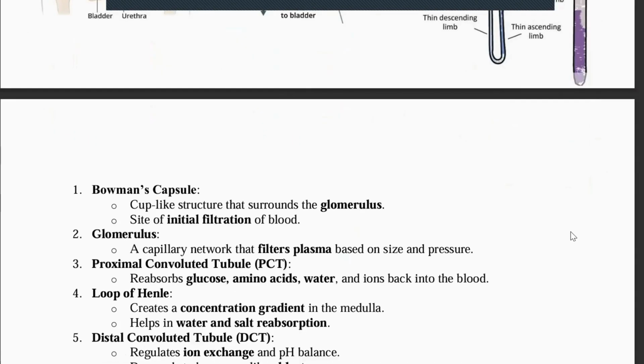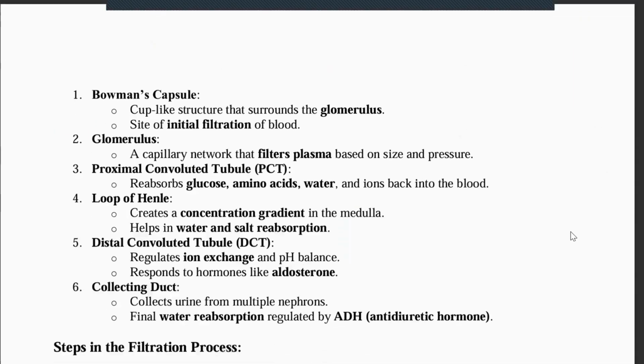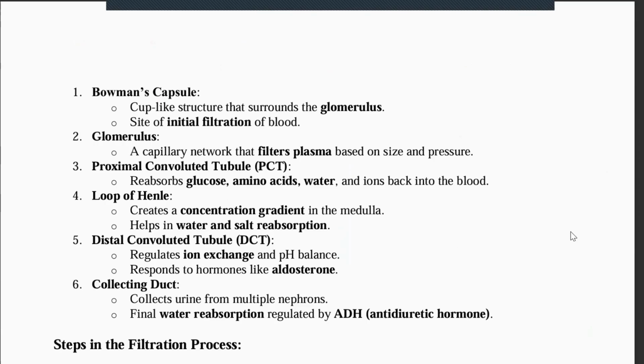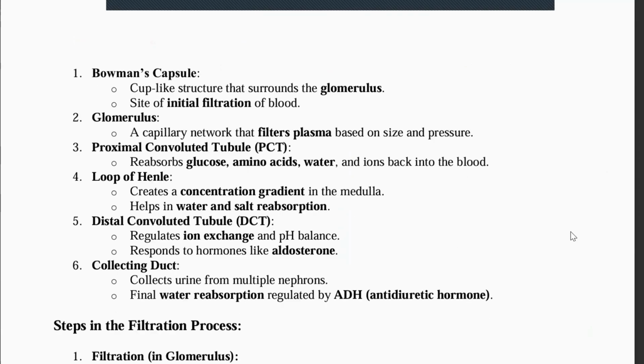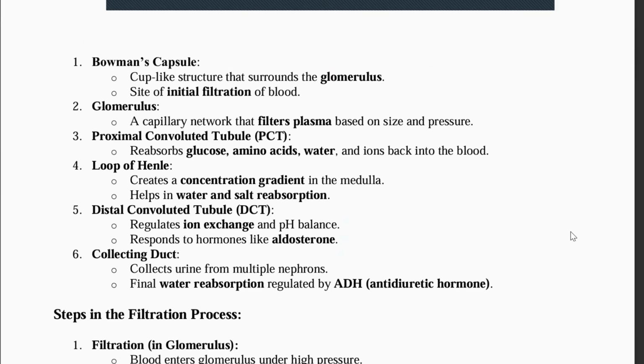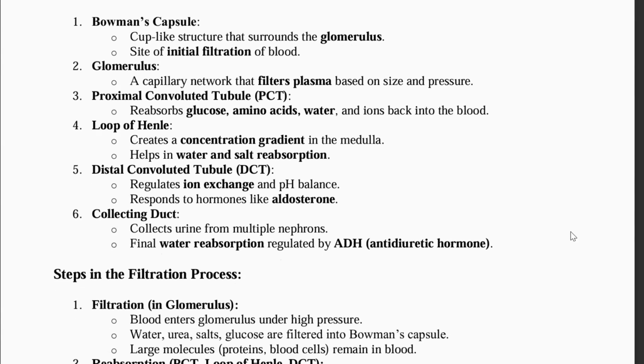I'll explain that. Bowman's capsule is a cup-like structure that surrounds the glomerulus, the site of initial filtration of the blood. Glomerulus is a capillary network that filters the plasma based on size and pressure. PCT, the proximal convoluted tubule, reabsorbs glucose, amino acids, water, and ions back into the blood. Loop of Henle creates a concentration gradient in the medulla. It helps in water and salt reabsorption. DCT regulates ion exchange and pH balance.